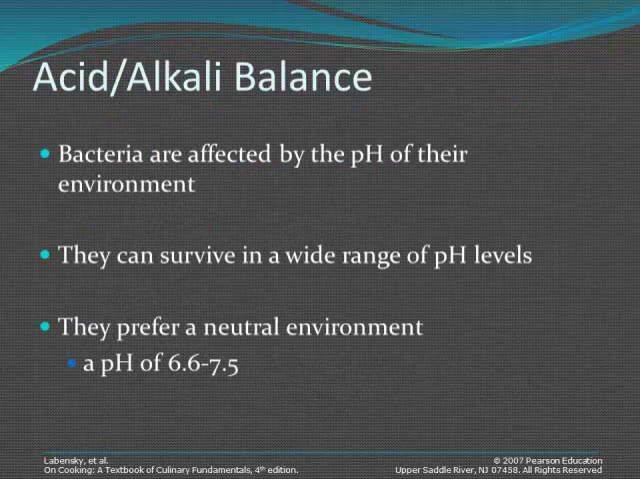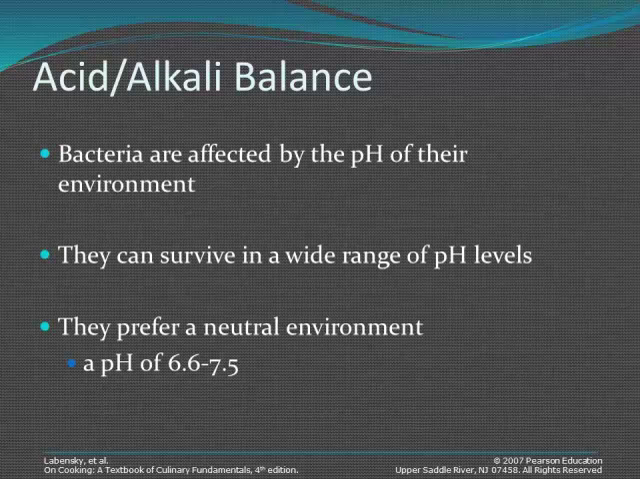So when we talk about the acid or alkali balance, bacteria are affected by the pH of their environment. They can survive in a wide range of pH levels, however they prefer that 6.6 to 7.5 range. And if you remember the pH scale, it's 1 to 14, 7 being neutral, and that is water. So they like it a little less water and just a little bit more acid. And you can create an environment for them that they can grow and thrive. But remember, you can go a little bit lower to 4.6 with the basic side, like oils.